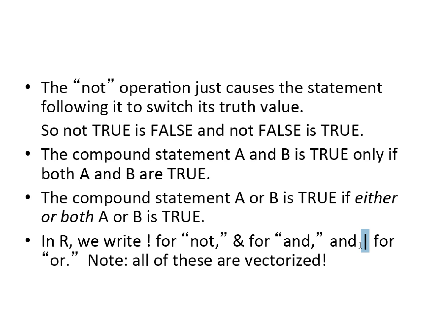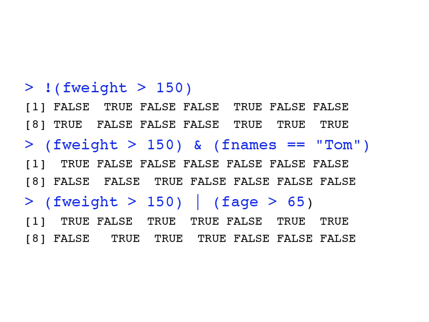Or is a pipe. If you haven't seen the pipe character, it's usually at the top right of your keyboard. You might have to use shift to get it. Top right, with shift, to get the pipe. Okay, so F weight greater than 150: if we put the not in front, it's like saying F weight less than 150.